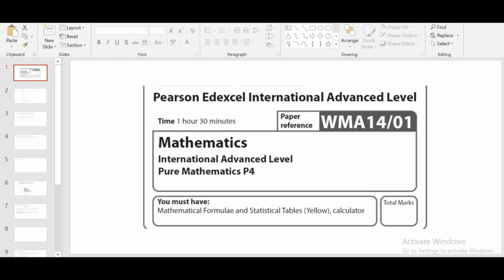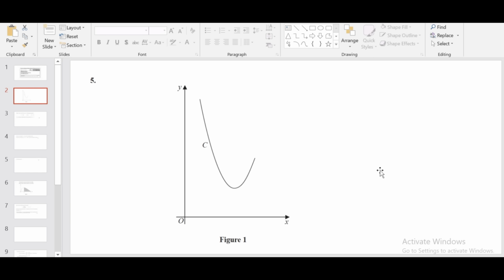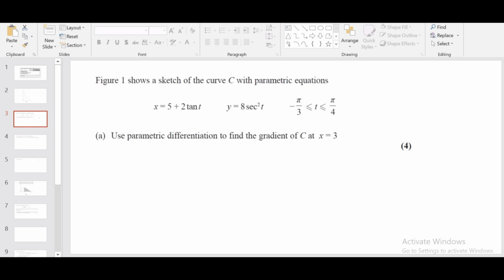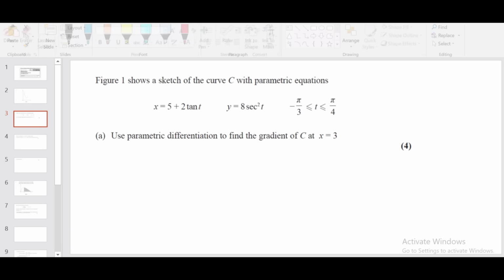Here we are solving the October 2021 Pure Math 4 paper. In part 1 of this video we covered questions 1 to 4. Let's look at question number 5. There is a figure given and the parametric equations of the curve are also given. Use parametric differentiation to find the gradient of the curve at x is equal to 3.